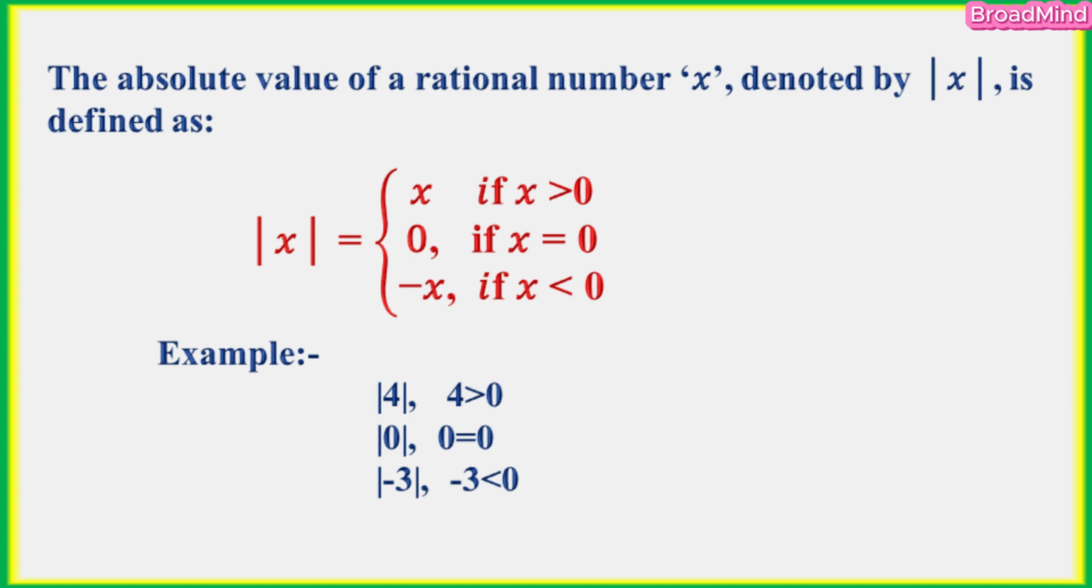To understand this topic more, let us see the following examples. Absolute value of 4. In the absolute value, we use 4. 4 is greater than 0. Absolute value of 0. We use 0 in the absolute value. Then 0 is equal to 0. Absolute value of negative 3. We use a negative number in the absolute value. This means negative 3 is less than 0. I hope you understand the topic.